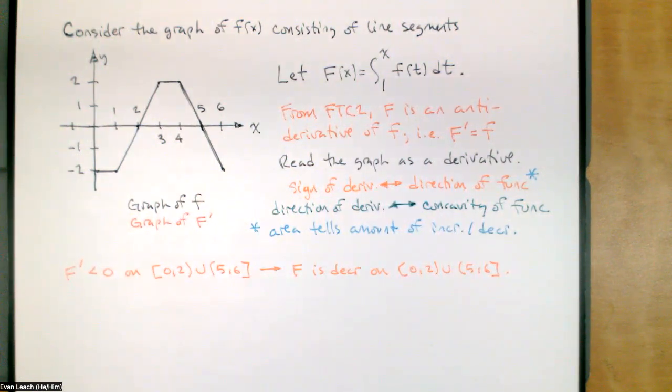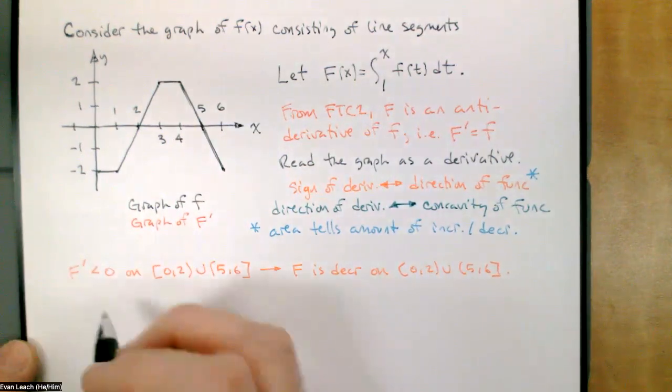Then from 2 to 5, the derivative is positive, so the function is increasing.